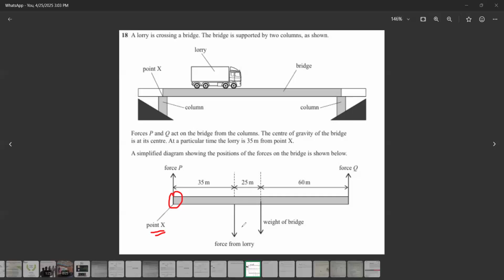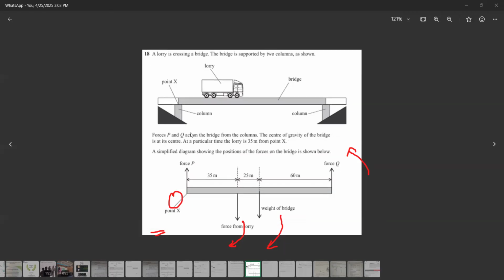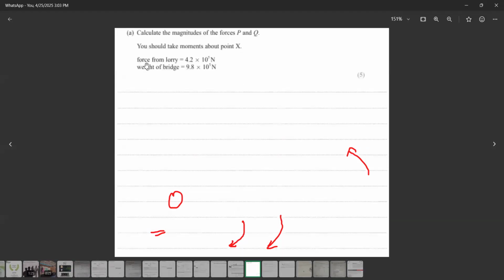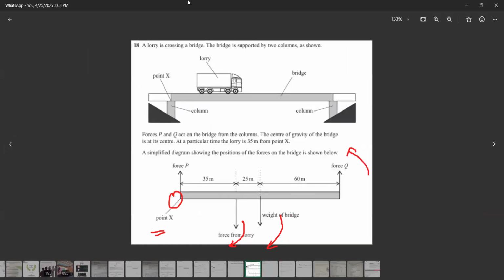So the force from a lorry will cause a clockwise rotation. The weight of the bridge will cause a clockwise rotation, and the force Q will cause an anticlockwise rotation. And we consider this is in equilibrium. The total clockwise and anticlockwise moments or turning effects are balanced. So the force from the lorry is 4.2 exponent 5, so we write this as 4.2 into 10 to the power 5.